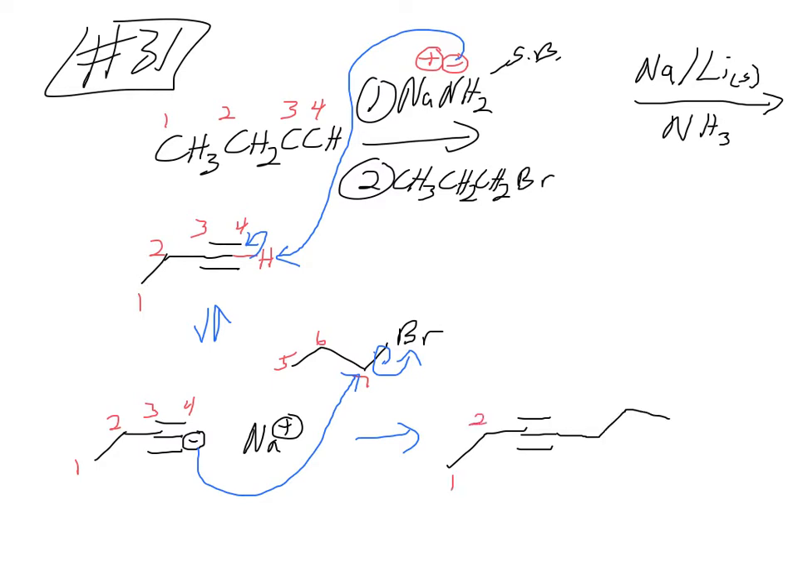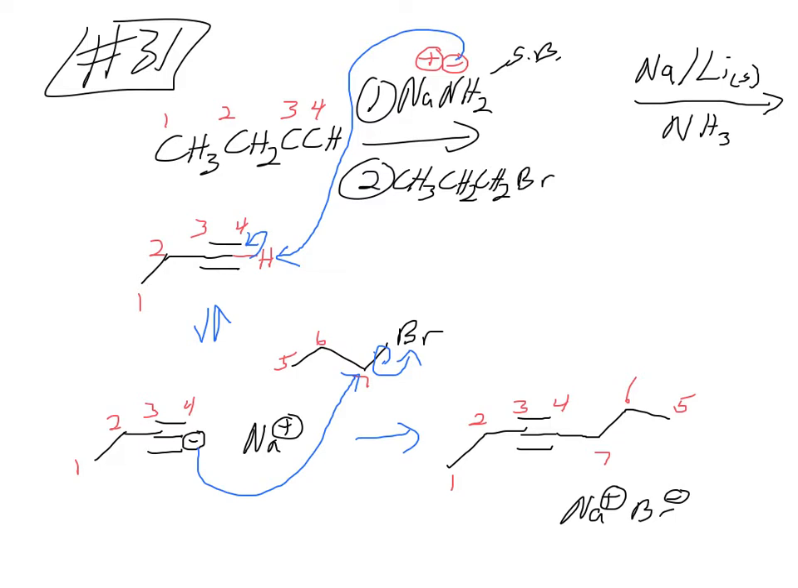1, 2, 3, 4, 7, 6, 5. And now to balance my charge, I end up with Na+ and Br-. The cool thing about this is that if you run this in an organic solvent, the NaBr comes out of solution like NaCl would. So it actually pushes the equilibrium. You can tell when the reaction is working because you'll see a white solid on the bottom of the flask.